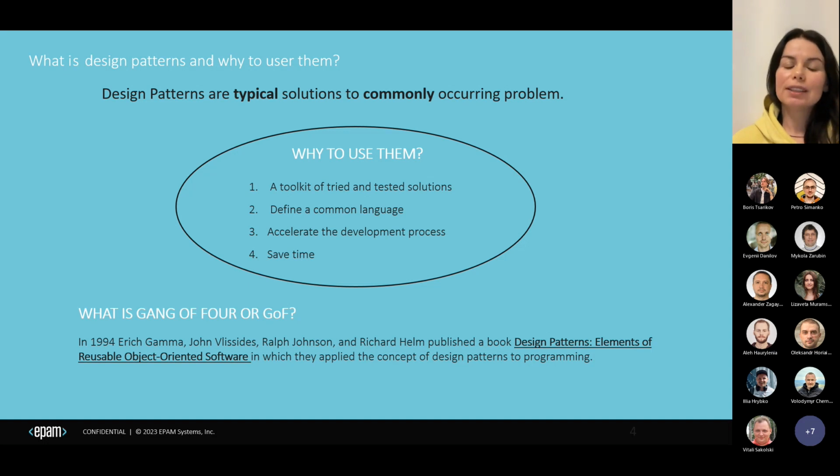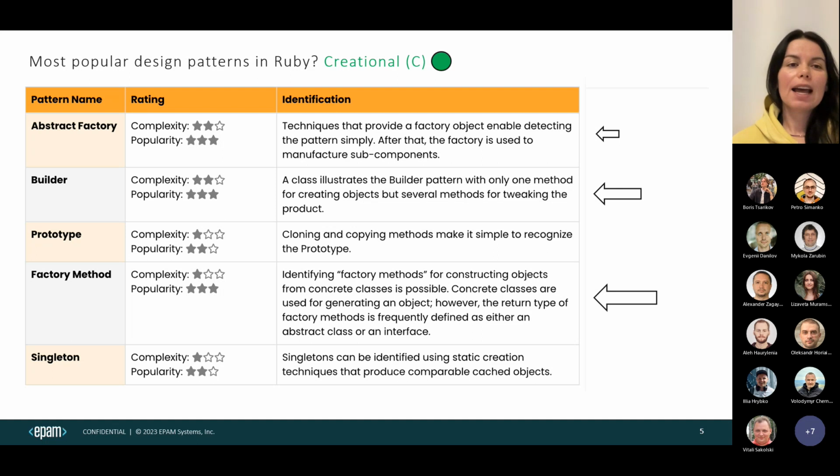When you talk about design patterns, you can hear quite often GoF. What is that? Basically, it's a short name for Gang of Four. There were four guys who published a book about design patterns, where they applied the concept of design patterns to programming. There were 23, if I'm not wrong, design patterns that we use till now.